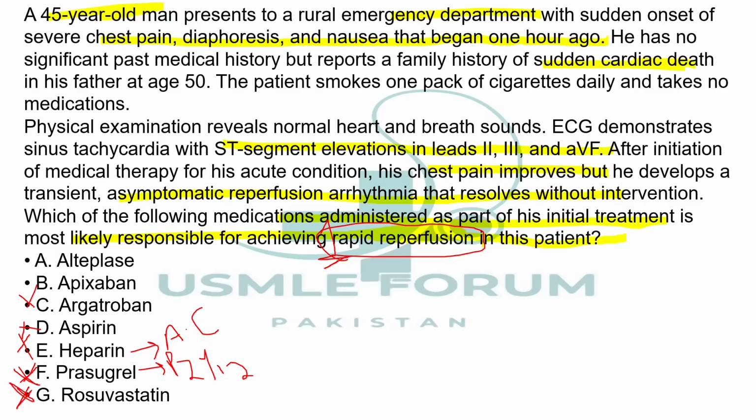Argatroban is an oral factor 10 inhibitor, I think. Direct thrombin inhibitor, yeah. So this is a direct thrombin inhibitor. And apixaban is a direct factor 10 inhibitor. So I just mixed up both of them. It is an anticoagulant agent, a direct factor 10 inhibitor, right? X represents 10.